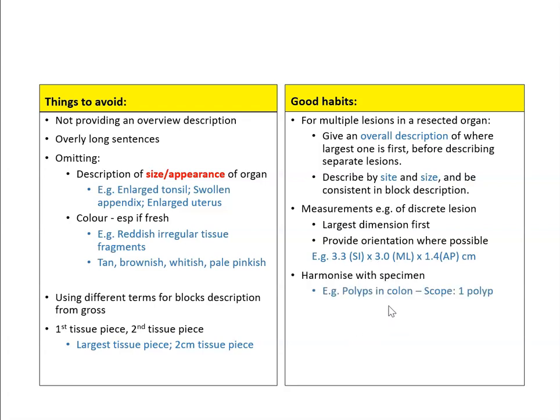Harmonize with the specimen. Again, as I mentioned earlier, if there is only one polyp received, then change the gross description to 3 polypoid tissue pieces rather than 3 polyps, because this may give rise to confusion to the clinician who is reading the report.